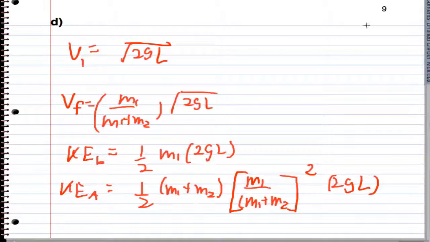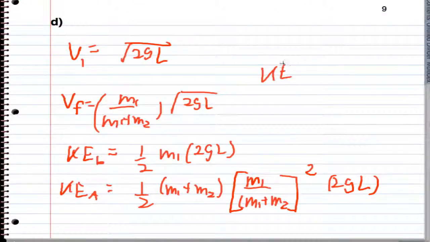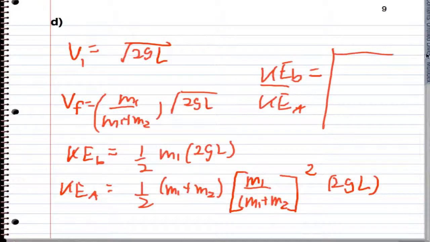So I'm going to leave it to you to simplify that, and I'll post the solution online in a PDF file that I'll upload. We want the before versus after energy, so we want this fraction, KE before over KE after. I'll let you know what that is in the PDF file, but I want you to try to check it and get it for yourself.